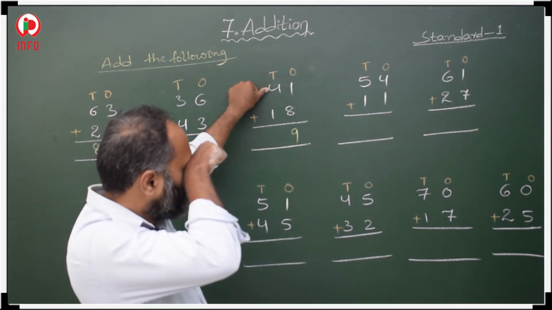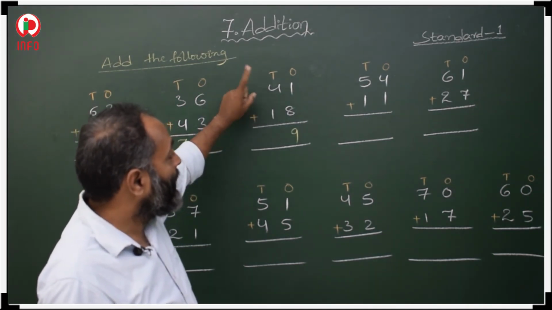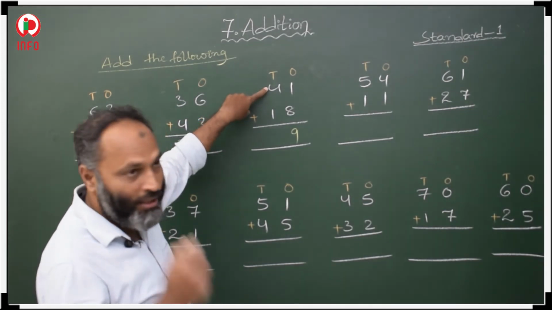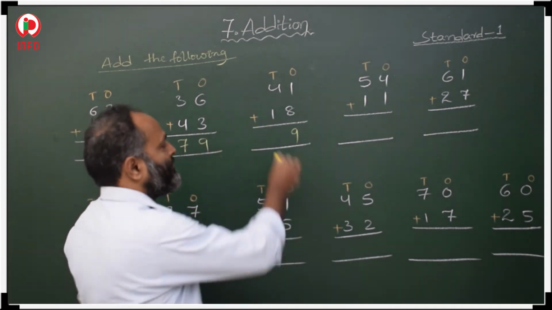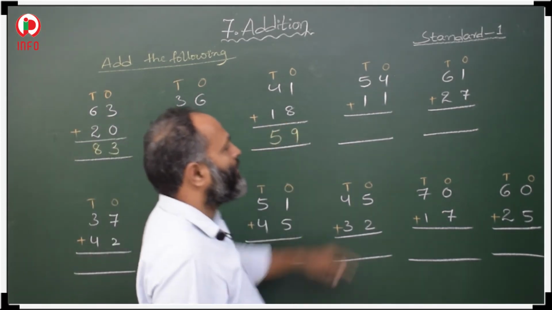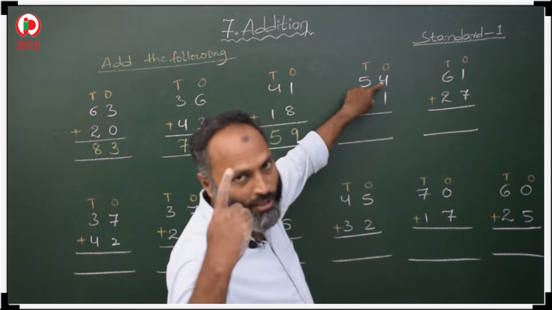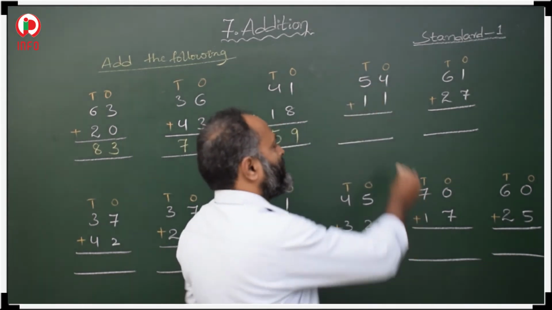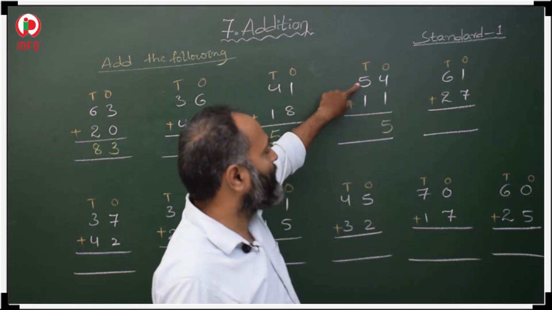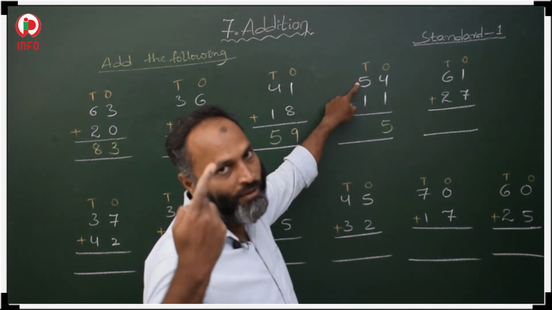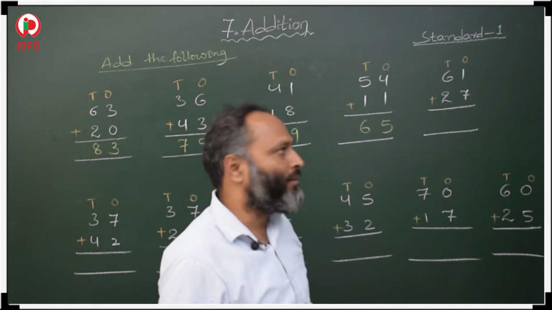And here now we add the tens column. In the tens column we have 4 and 1. You keep your finger on 4 and then count 1 forward. After 4, 1 more, that is 5. Then the ones column we have to add. Keep your finger on 4 and plus 1, means 5. Next, tens column. Keep your finger on 5 and count 1, after 5 comes 6. 6 you keep in tens, write in the tens column.